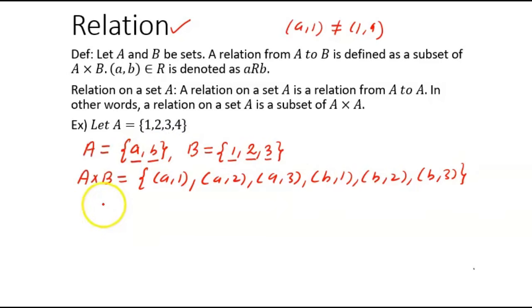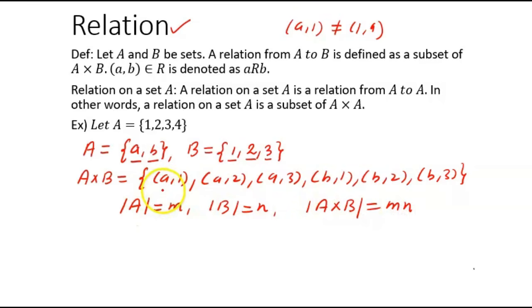This is a general idea: if the number of elements in A is equal to m and the number of elements in B is equal to n, then the number of elements in A cross B is equal to m into n. The ordered pairs are the elements of A cross B. Like (a, 1) is one element, (a, 2) is the second element, (a, 3) is the third element, and so on. So there are 6 elements.